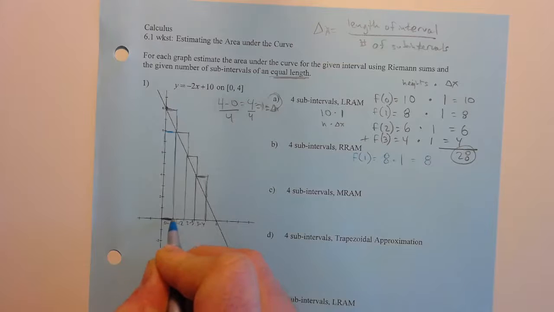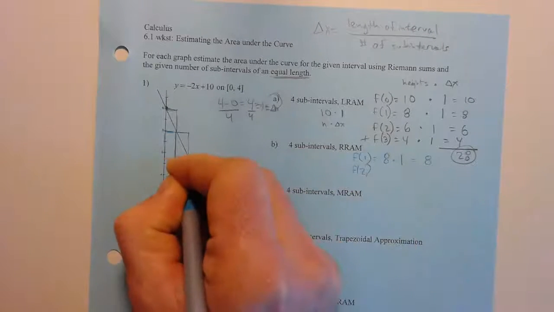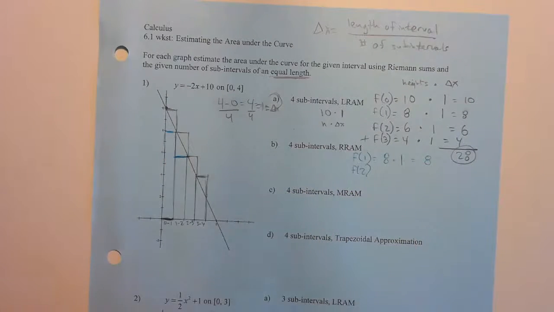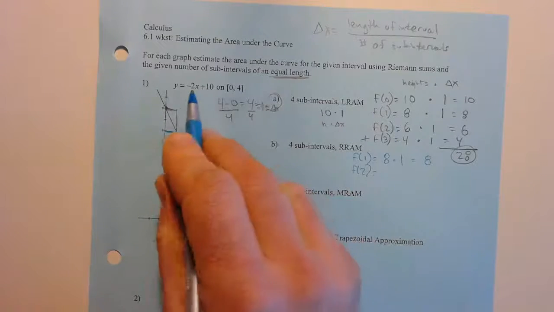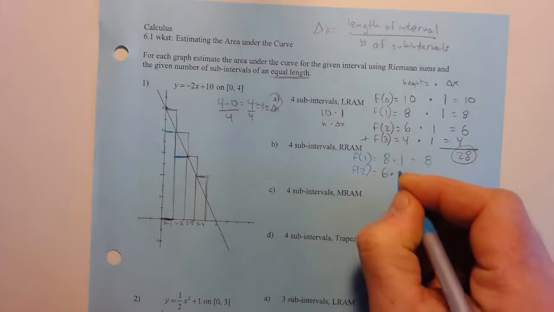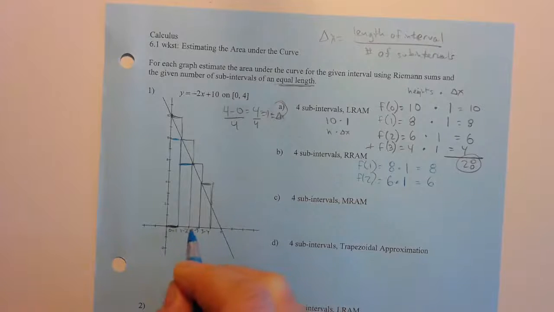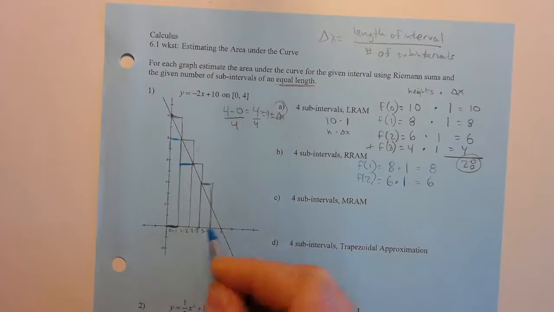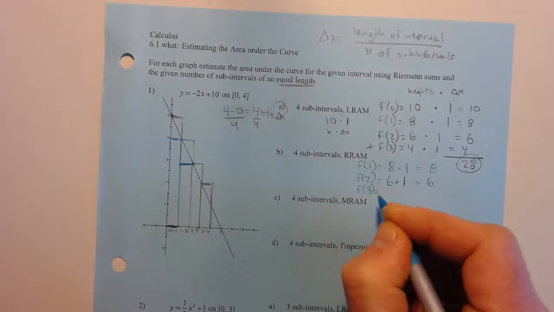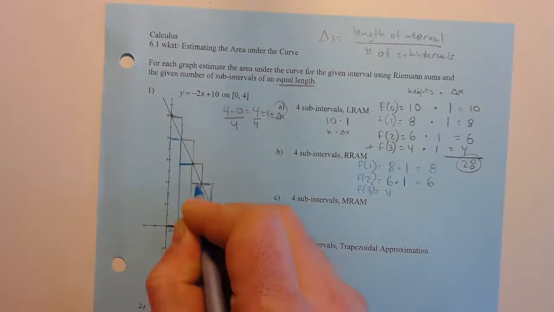For the subinterval between 1 and 2, if we're doing the right endpoint, it has an x value of 2. So we're doing f of 2. Here's where that is. We could plug it in again, but we already know from this one that f of 2 is 6. The width of the rectangle is 1, so it has an area of 6. The next subinterval is between 2 and 3. The right x value is 3. F of 3, we already know that that's 4. That's the height. The width is 1.